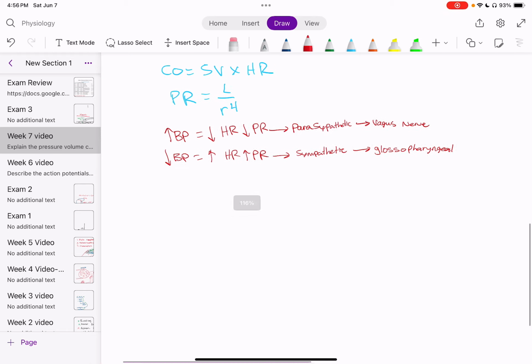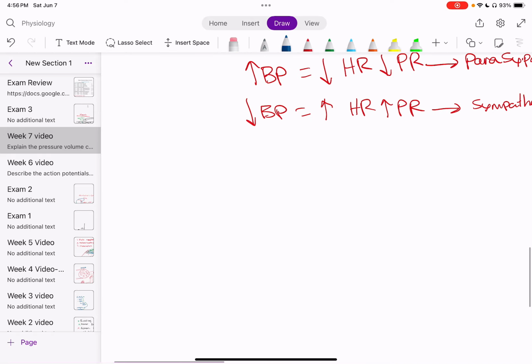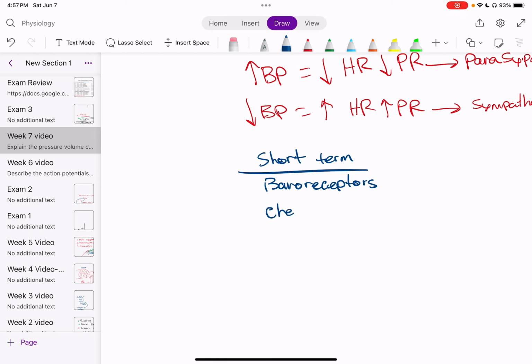So ways that we can affect our heart rate are, we have short term, these baroreceptors, as we've talked about, and then we have chemoreceptors. And these respond to things such as carbon dioxide, lactic acid, and oxygen.